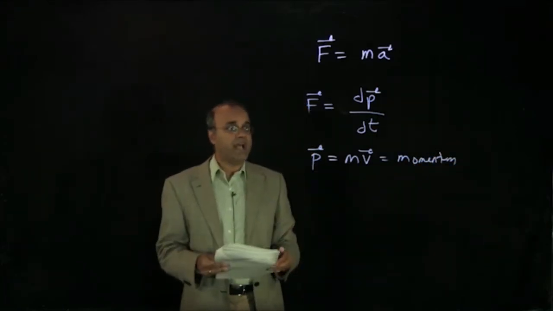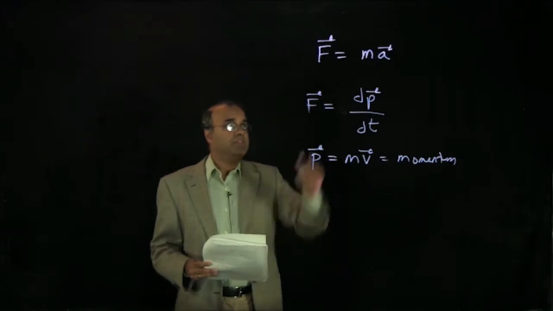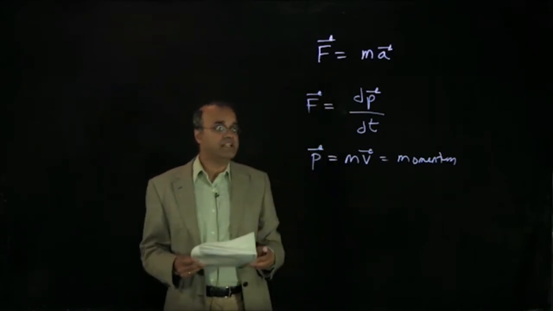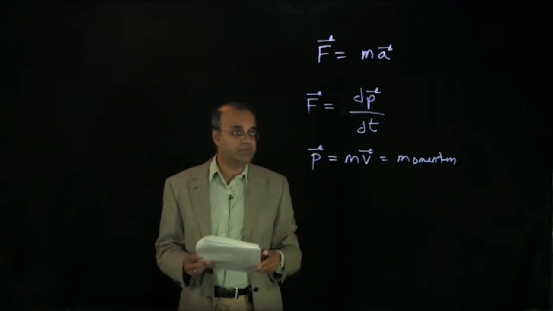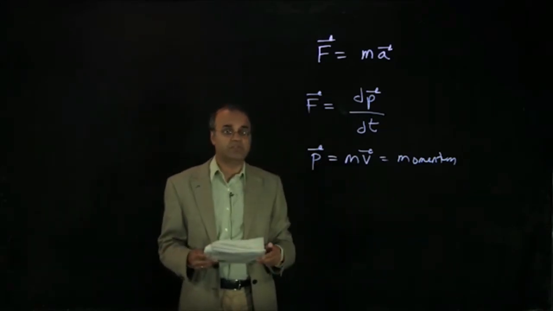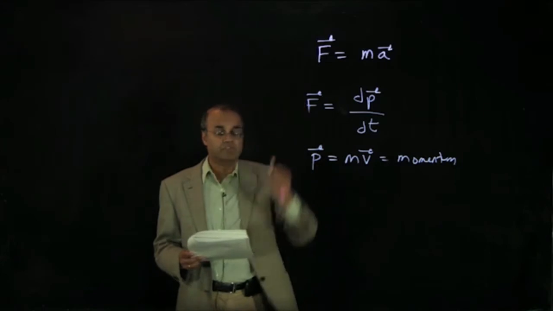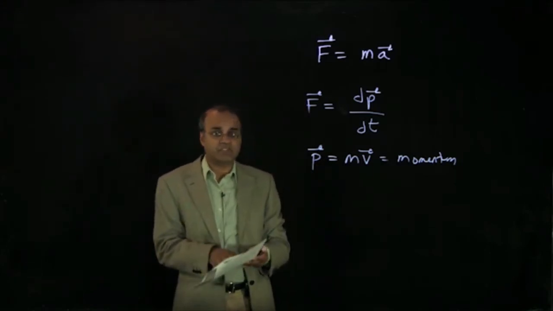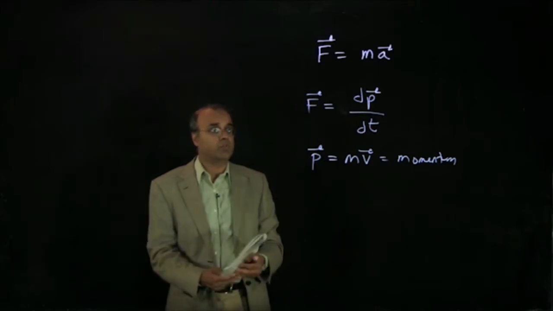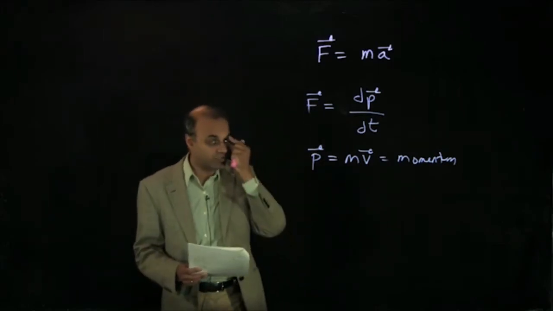Now, for a point mass that's constant, these two equations are exactly identical. If you take the derivative of m times v, where m is a constant, you just get m times the vector a, and you get the first equation back. So it's just a fancier way of writing the same thing. It doesn't convey any new information. So why do we talk about this as being the more general form?